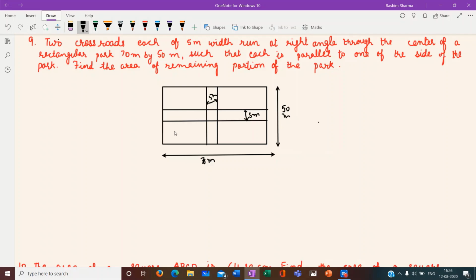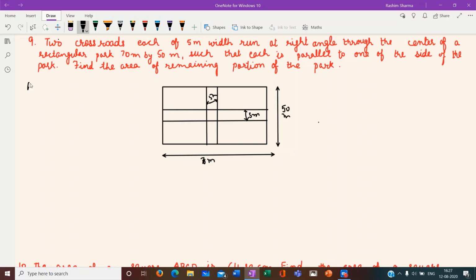So in between, this figure is a square of 5 by 5, 5 meter length and 5 meter breadth. Now we have to find the area of the remaining portion. How will we get it? If from the area of the total rectangle we subtract the area of the crossroads, we will get the area of the remaining portion. So first of all, let us find the area of the rectangle.